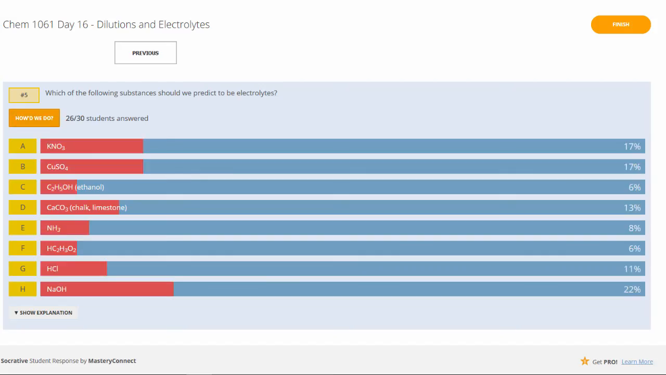Okay, it looks like we've got high up on the list is sodium hydroxide. Looks like HCl and calcium carbonate. And these two. So let's see, it looks like A, B, and H. Probably D and G. This one's kind of confident for the class. So let's go ahead and check these out and see how we did with them.